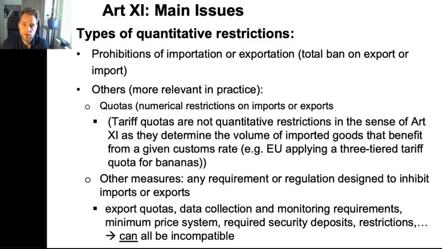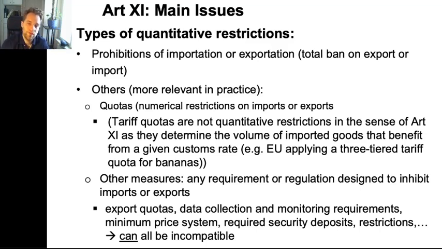Or public security, so the European Union, Australia, they ban a lot of weapons from entering the market, the European consumer market, simply because they are held not to be designed for individual consumers. And then there are also other types of quantitative restrictions, quotas. This is a numerical restriction on imports or exports.